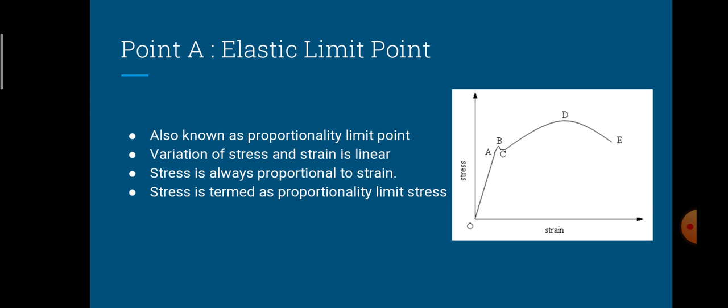It is also called as proportionality limit point. So here the variation of stress is always proportional to the strain, and the variation is linear, so it obeys Hooke's law here. So wherein stress is termed as proportionality limit stress, wherein the variation is always linear, therefore the stress is also termed as proportionality limit stress here.